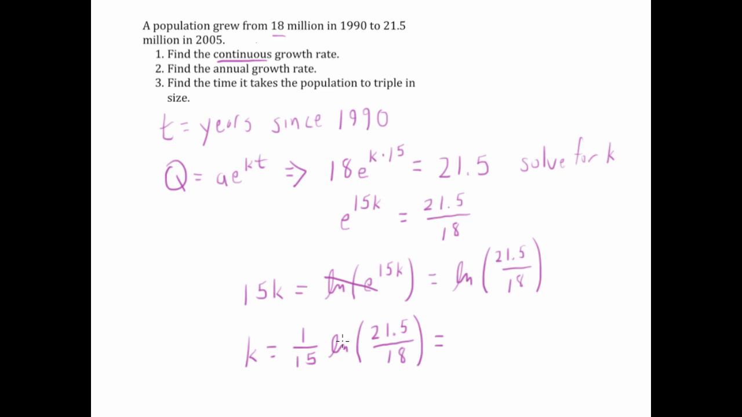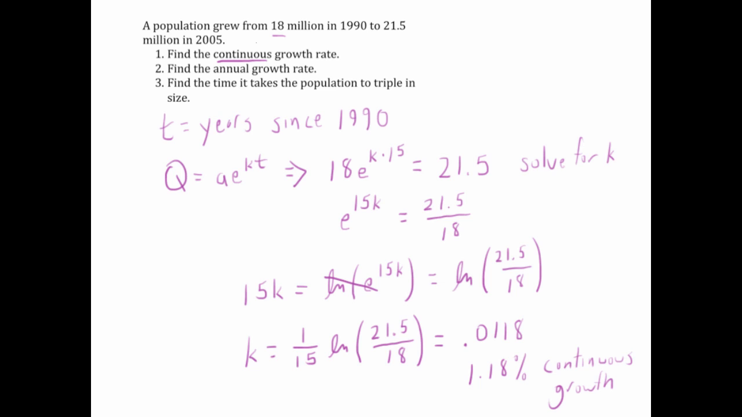And now, this is when I plug everything into my calculator. So to 4 decimal places, what I got was 0.118. Or, as a percentage growth, 1.18% continuous growth. It's a nice check that this is positive, because if it were negative, that would mean decay. So cool, we have a continuous growth rate.